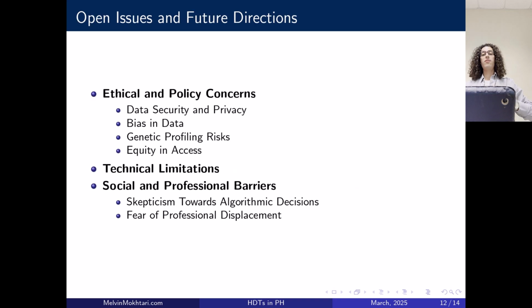So to bring it all together, we will compile a list of open issues and potential future work. I've already talked about the other top two options. Let's just focus on the last one, social and professional barriers. Doctors and healthcare providers are understandably cautious about using black box algorithms, especially when they don't come with clear explanations. If I ask you, are you going to trust an AI which gives you a treatment recommendation without any reasoning? Would you trust it? You probably won't. So let alone the doctors. And there is another concern about job displacement among them.